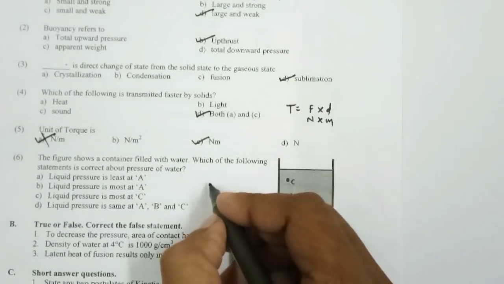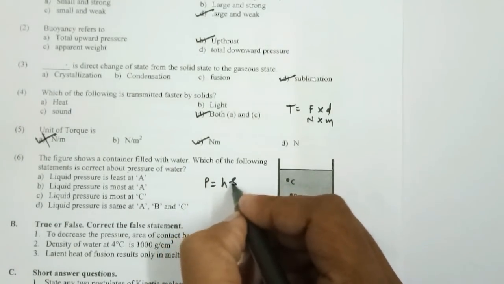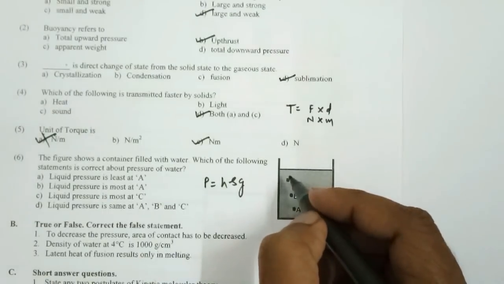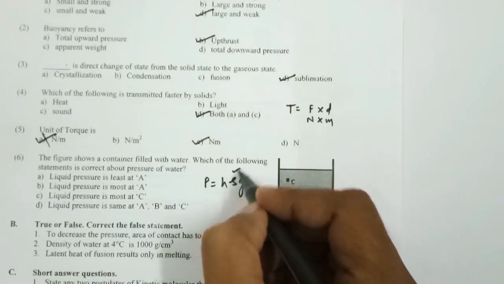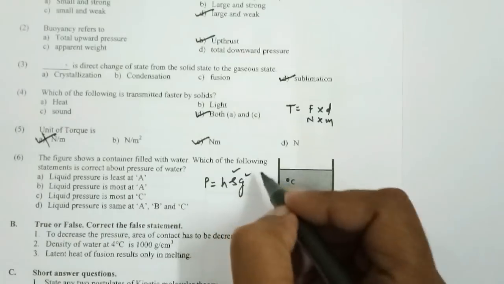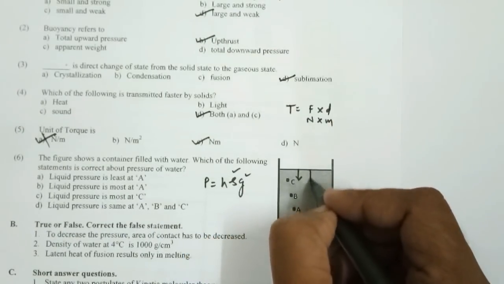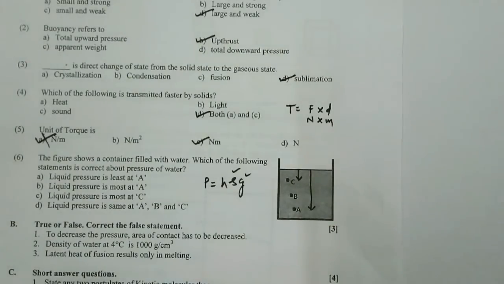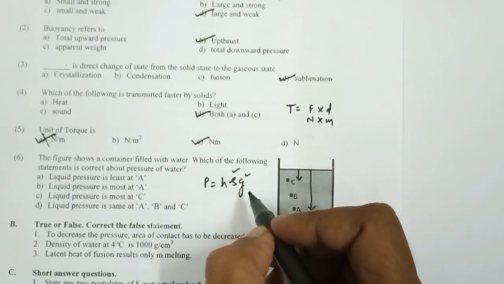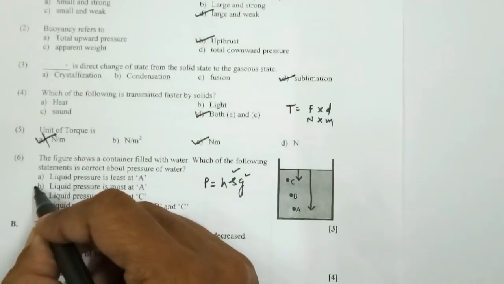This is a typical problem related to pressure in liquids. So pressure is equal to H rho G. Now since these 3 points are in the same liquid, rho is the same for all, G is the same for all, but H is the depth. C is at the least depth, A is at the highest depth. So the pressure at A would be the most, B option.